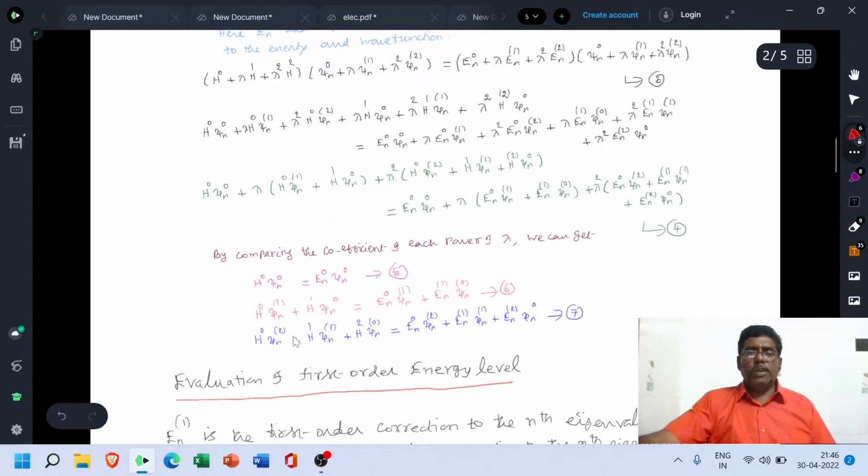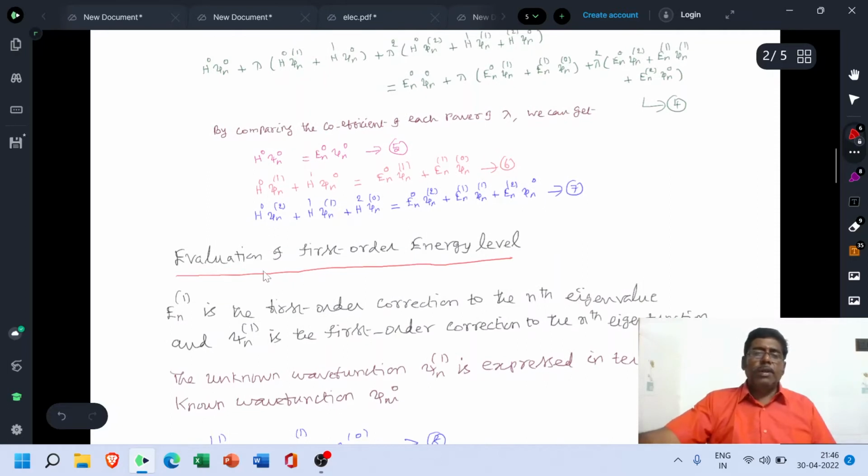H0 psi n2 plus H1 psi n1 plus H2 psi n0, which is equal to En0 psi n2 plus En1 psi n1 plus En2 psi n0. So we get three equations. Equation 5 is expressed in terms of a constant term, which is called the unperturbed eigenvalue equation. This is first order perturbation, this is second order perturbation.